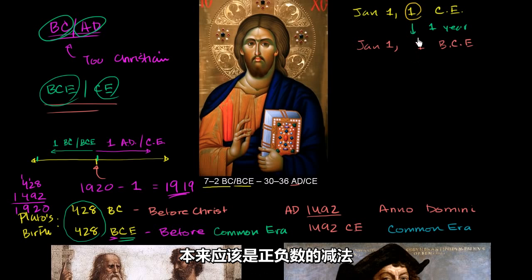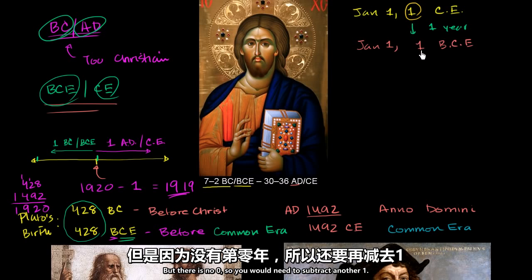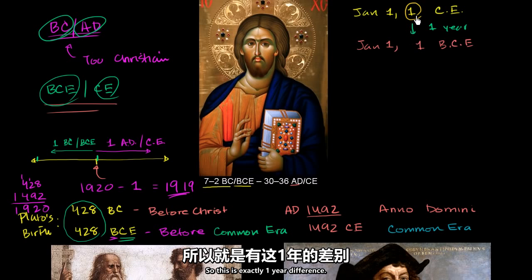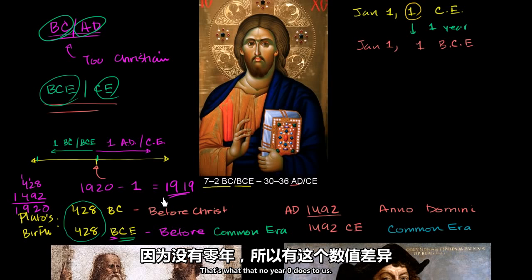The same way that the difference between 1 AD and 1 BCE, you could almost view it as positive and negative numbers. You say, oh, this is positive 1 minus negative 1, that would give me 2. But there is no 0, so you subtract another 1. So this is exactly 1 year difference. I just want to clarify that. That's what that no year zero does to us.